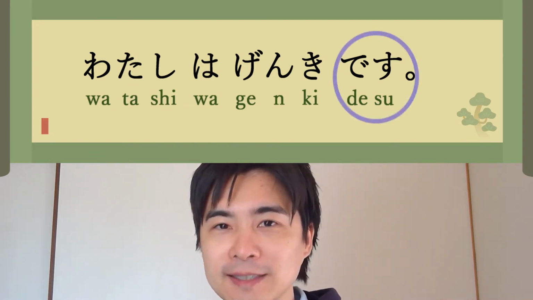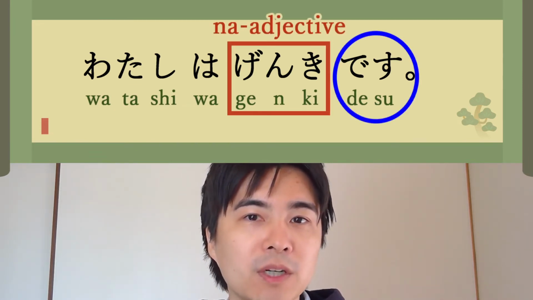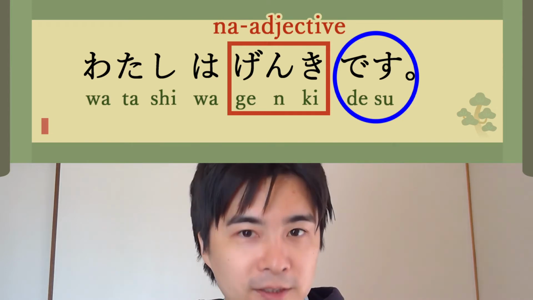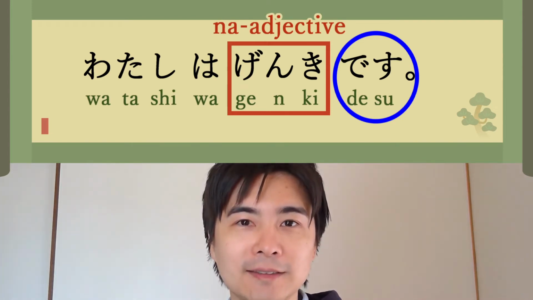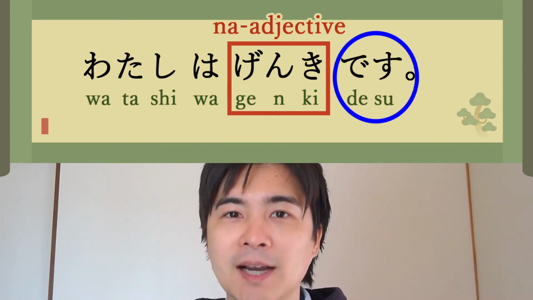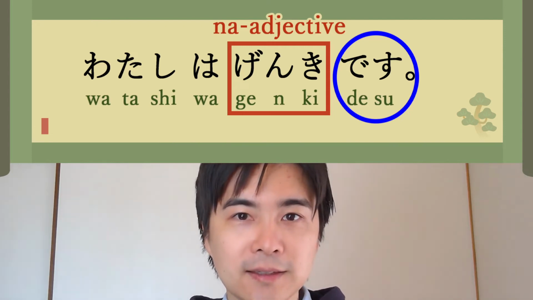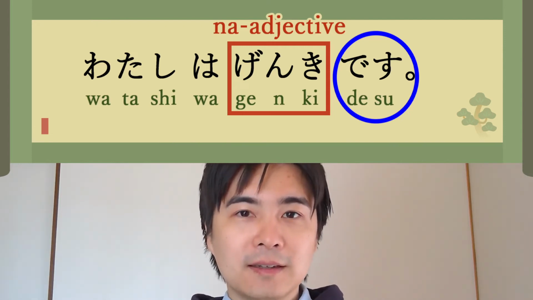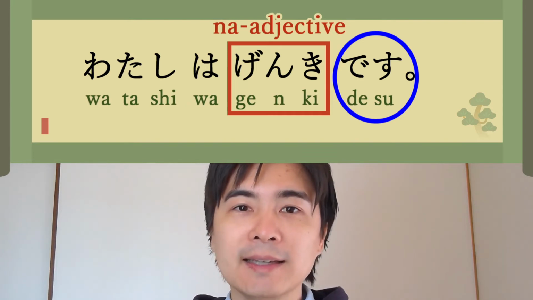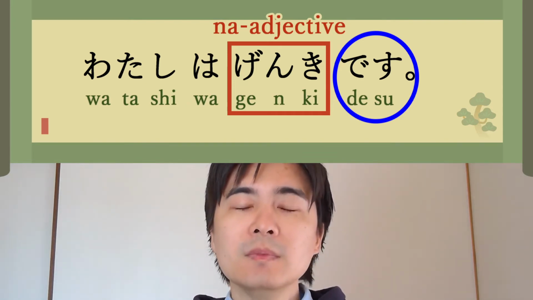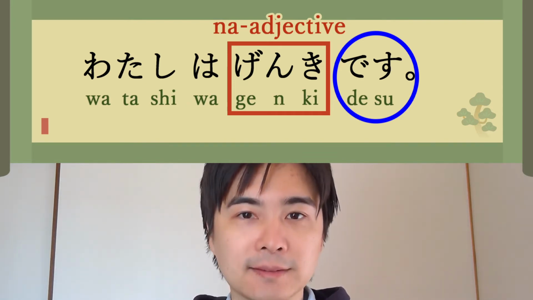When the linking verb です follows a na adjective, we need to remove na from the na adjective. In this case, 元気な becomes 元気. So the answer is 私は元気です。Okay, so if you could answer this question, let's proceed to the next sentence pattern. If you couldn't answer correctly, please review this chapter again.